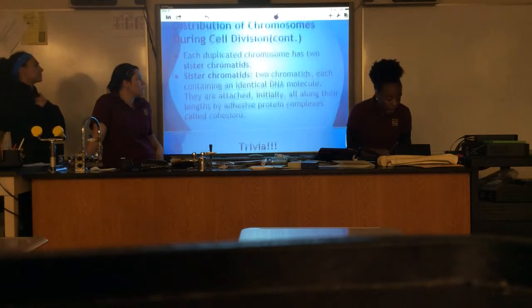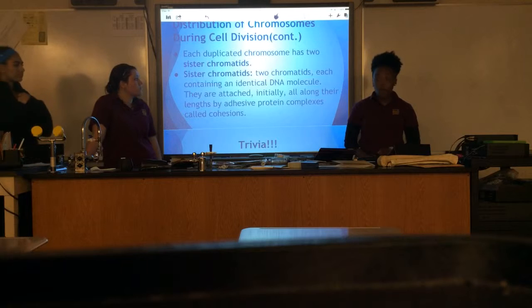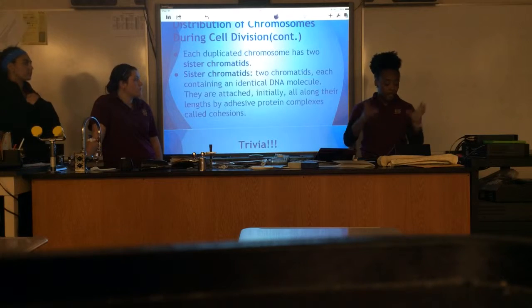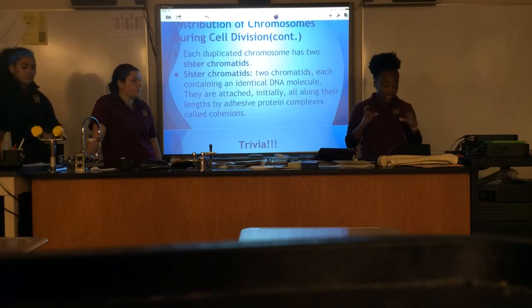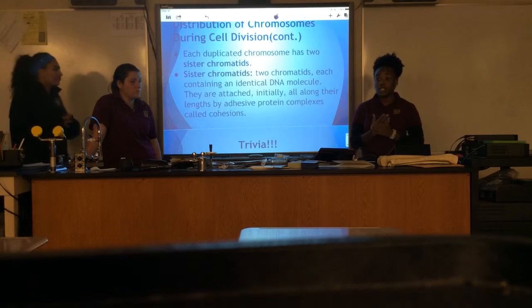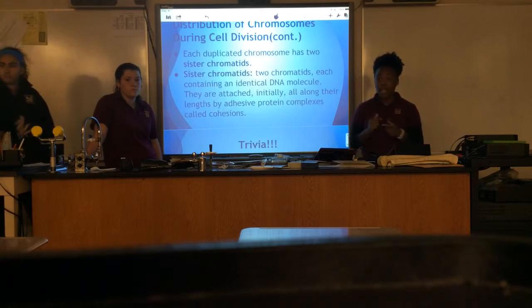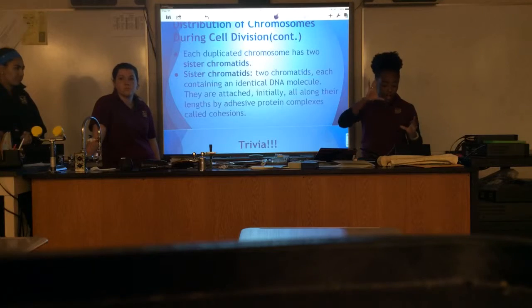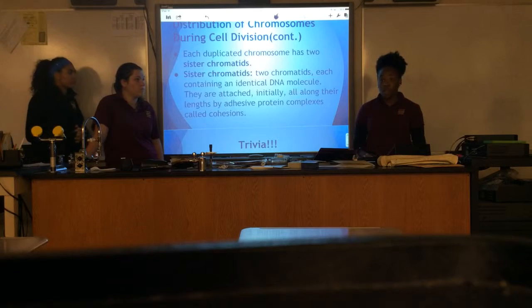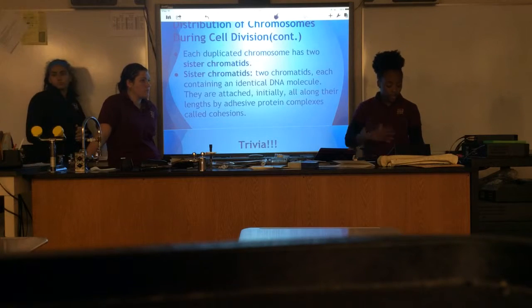And so after each chromosome has duplicated, it becomes two sister chromatids. A sister chromatid is, they both contain identical DNA molecules, and they are attached along their lengths by adhesive protein complexes called cohesins.